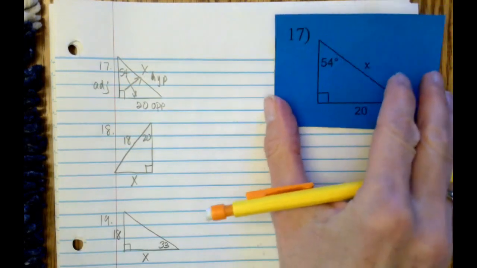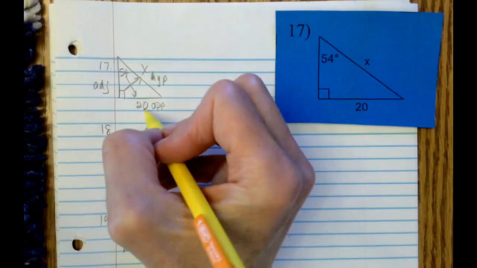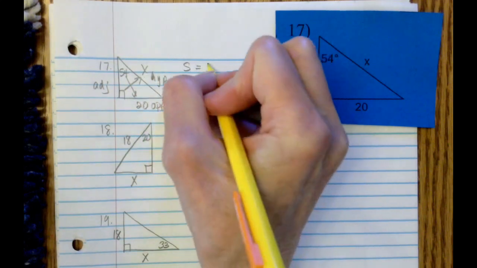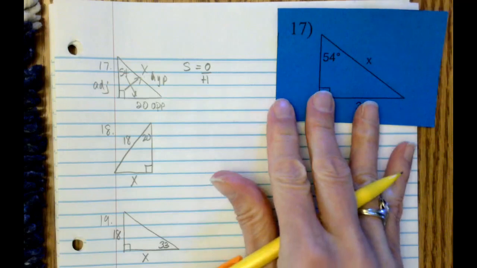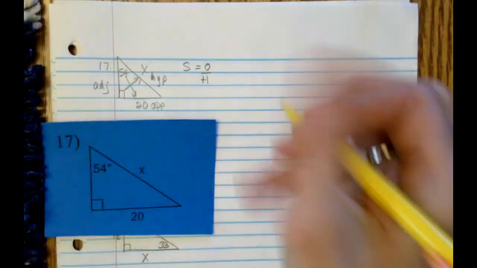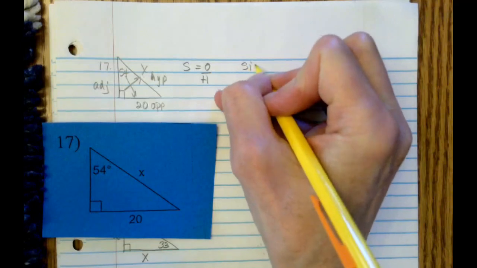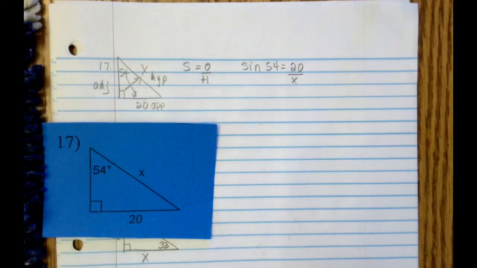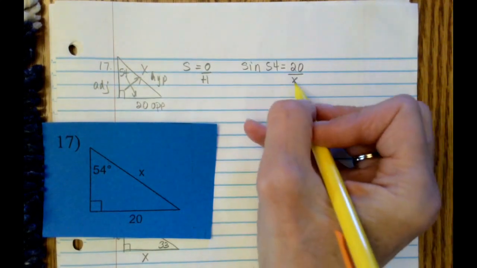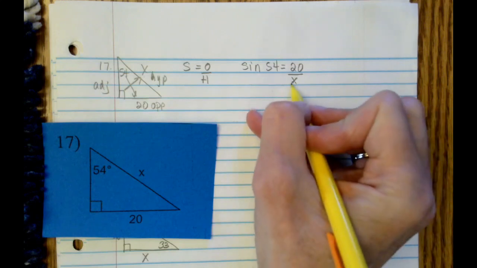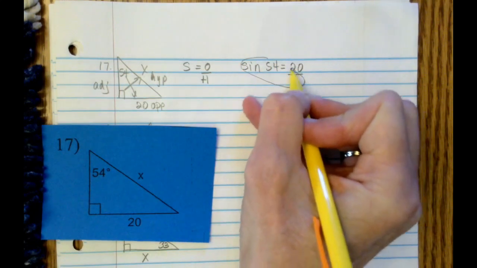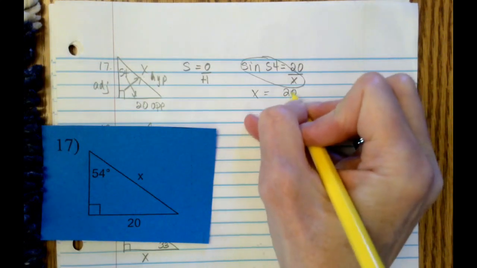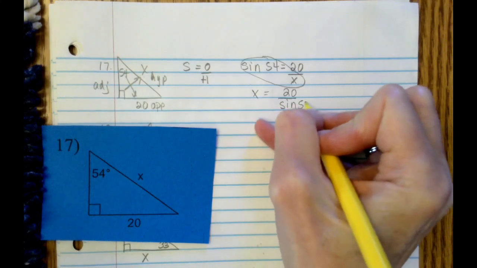And when we set this up, what we have is we know the opposite. We want to find the hypotenuse, and the function that has both opposite and hypotenuse in it is the sine. And so when we set this up, it's going to be the sine of 54 equals 20 divided by x. Once again, the variable is in the denominator, so my little saying is when the variable is down low, we're going to switch a row. So this is going to become x equals 20 divided by sine of 54.